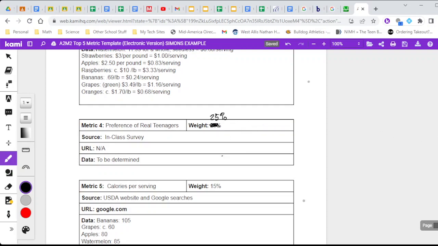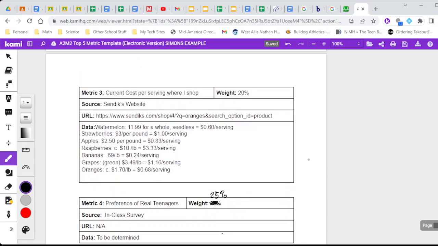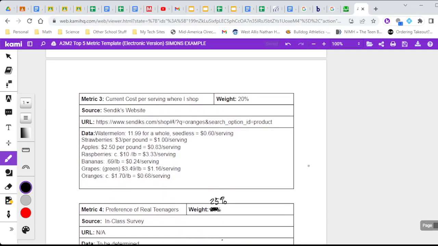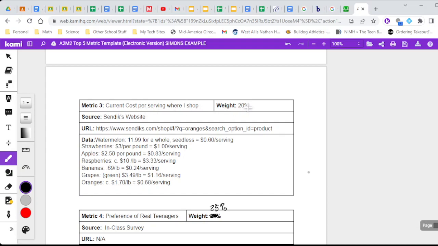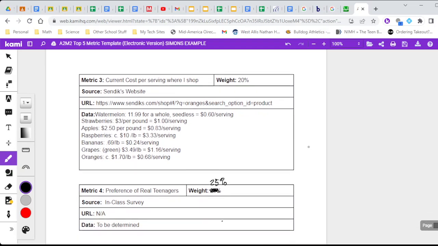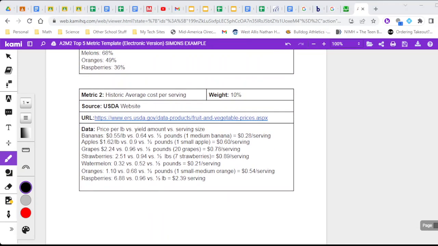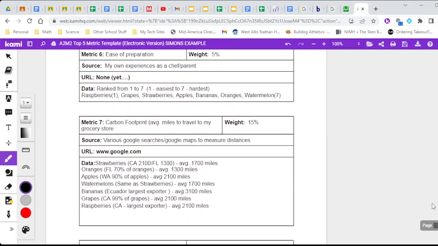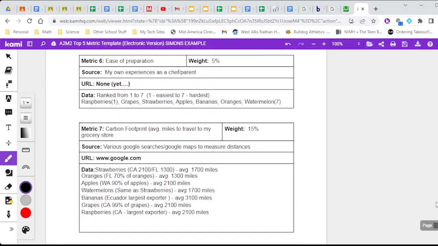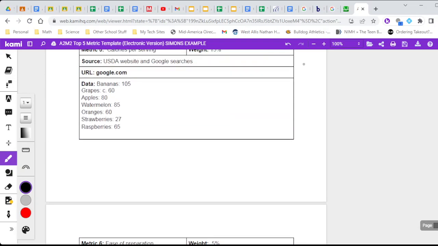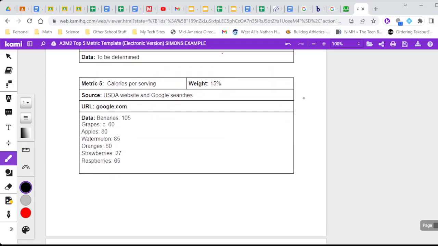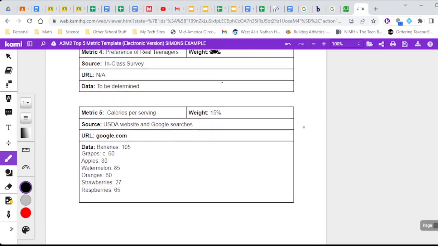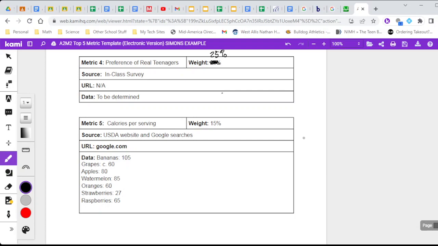And then I thought, well, the next important thing is, can I afford what I'm buying now? And so that would be the current cost per serving, right? I gave it almost as much importance as the preference. So that's 20%. And then my next two 15%ers are the carbon footprint, because I think that's important. I don't think we should wreck the planet so that we can have fresh fruit all the time, right? Because we do have things we can eat that are much closer. And then calories per serving, because I think caloric intake is important, right?